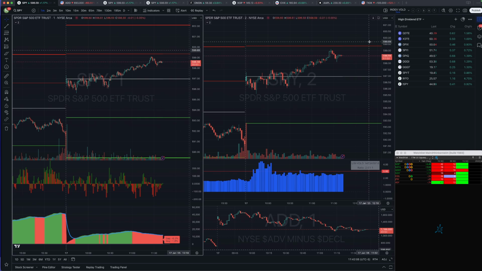If I was just playing sniper 2.0s to the long side, I'd be killing it today. But I didn't know it was going to be a trend day, right? So kind of using these indicators to help inform that decision, like, hey, I don't want to fight this today.